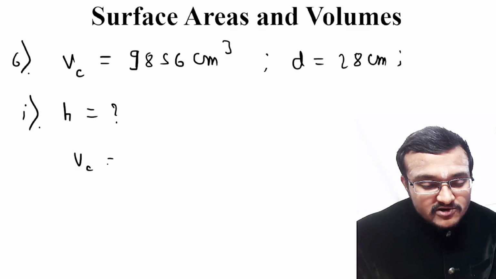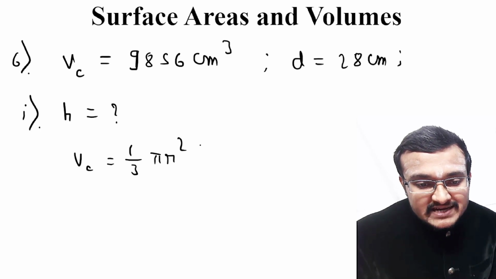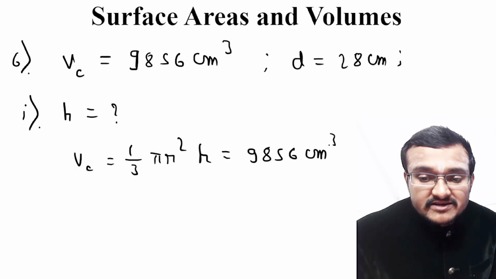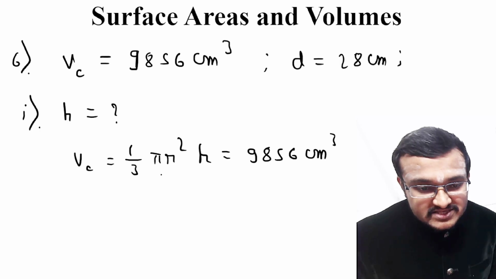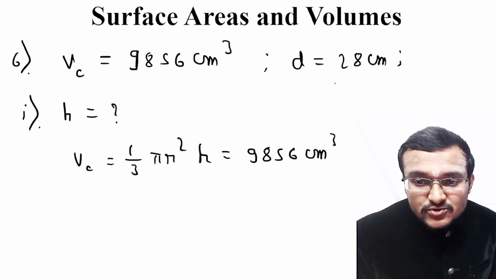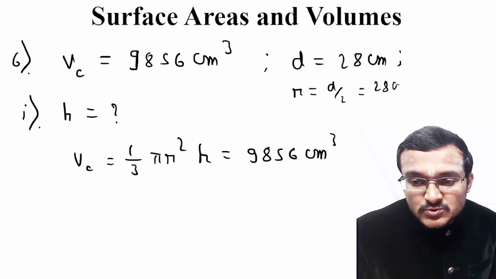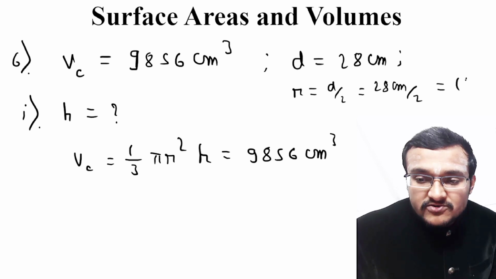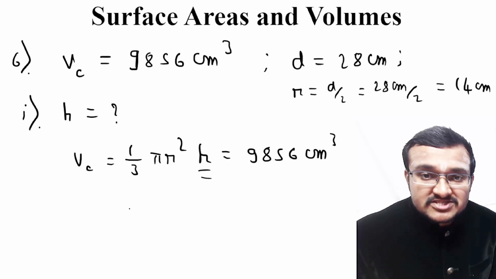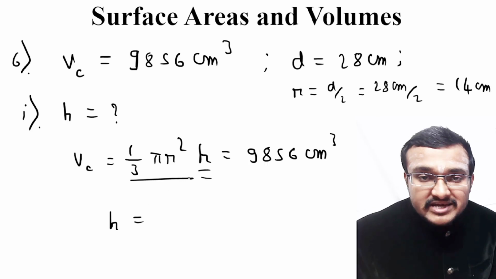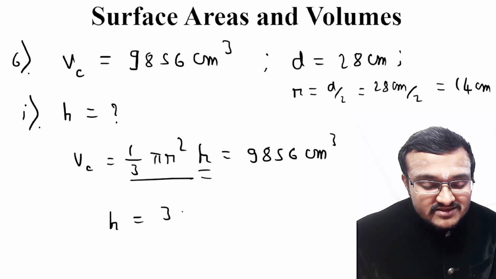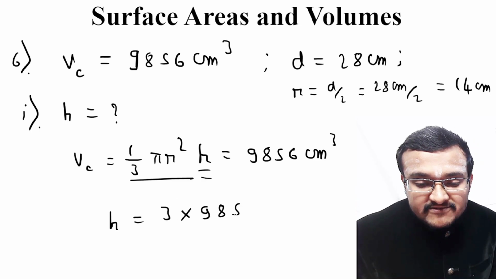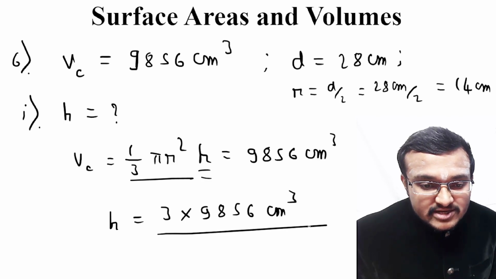We know that the volume of a cone is equal to 1 by 3 pi r square h. Here they have given that as 9856 centimeter cube. So 1 by 3 pi r square h is there. In the place of r, you can substitute the value they have given, because r is d by 2. So d they have given as 28 centimeter divided by 2, that is equal to 14 centimeter. Let's keep h on the LHS itself, and we'll bring 1 by 3 pi r square to RHS. So that will be 3 into 9856 centimeter cube. In the denominator, you will have pi r square.